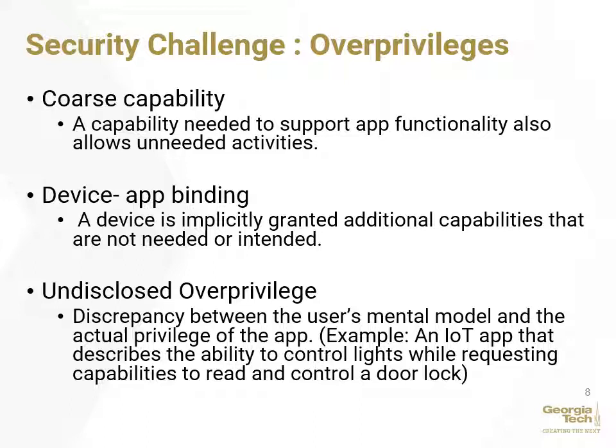An example of this type is an IoT app that describes the ability to control lights while requesting capabilities to read and control a door lock. Even after a majority of Samsung SmartThings apps were removed from the market due to the previously reported overprivilege issues, we found that 16.7% of the remaining apps still exhibit overprivilege risks.